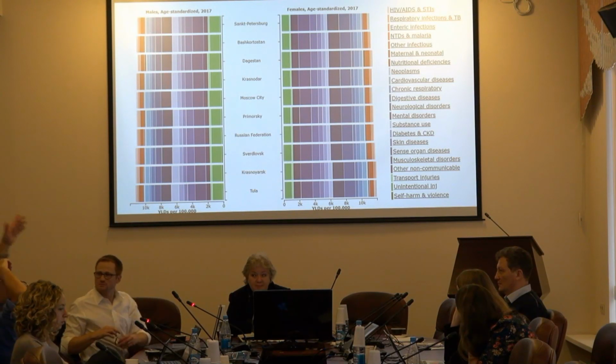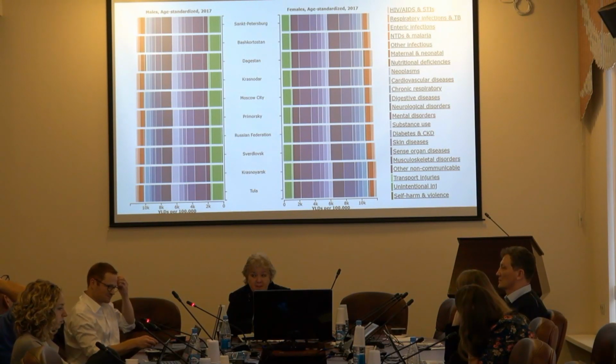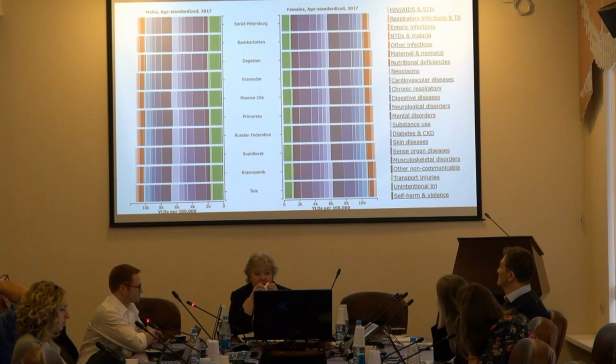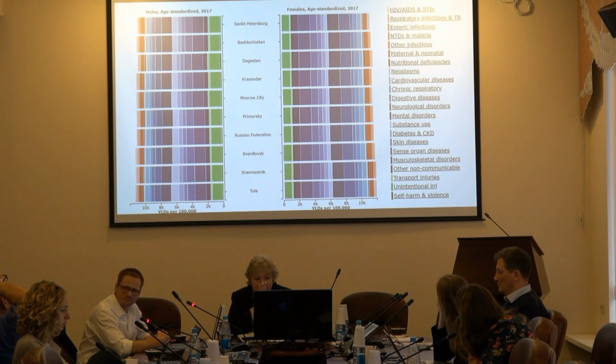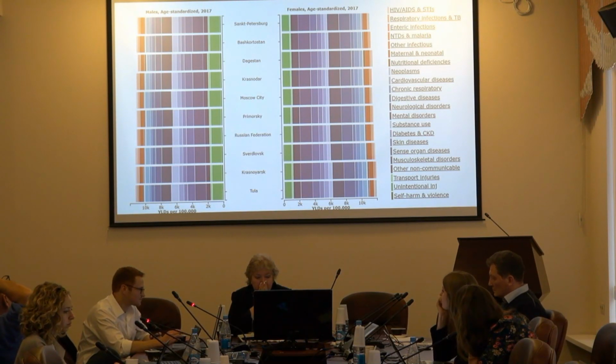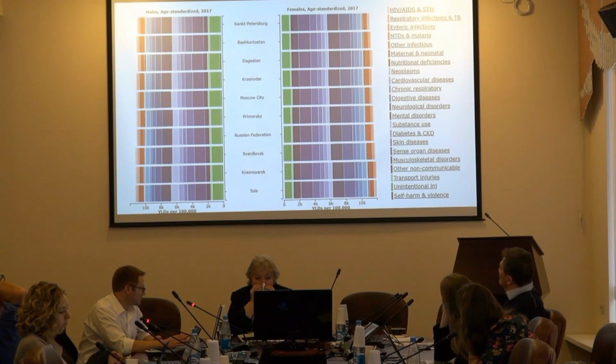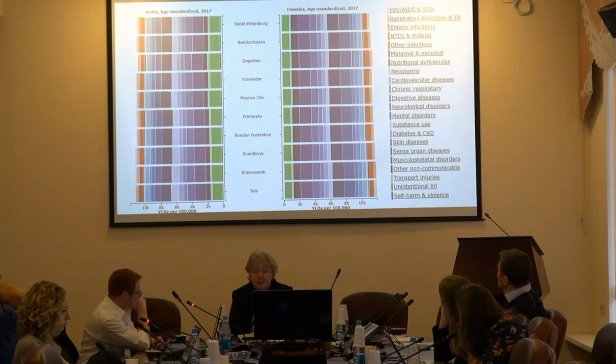But anyway, we have here two important cities, Moscow and St. Petersburg, and some other area in the south, some other area in the north, in the west, and in the east. Then this is a very good combination. So what we're seeing are YLD rates. These are age standardized for 2017. On the left we have males, on the right we have females.